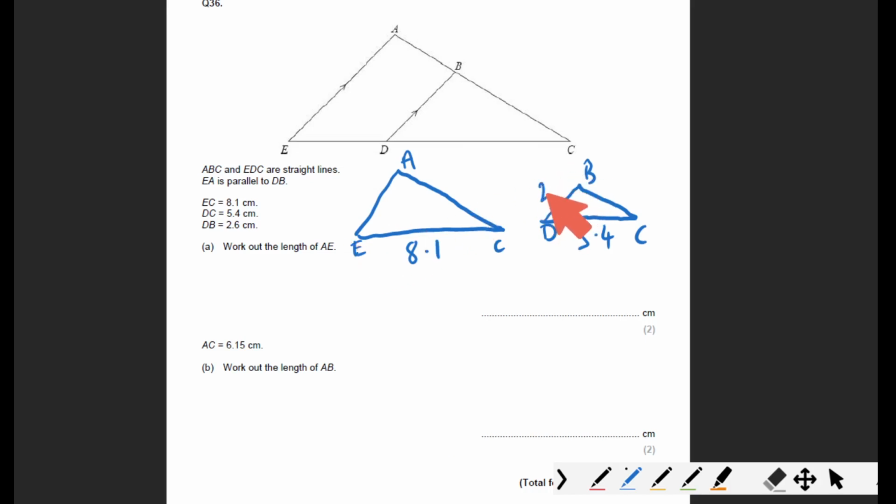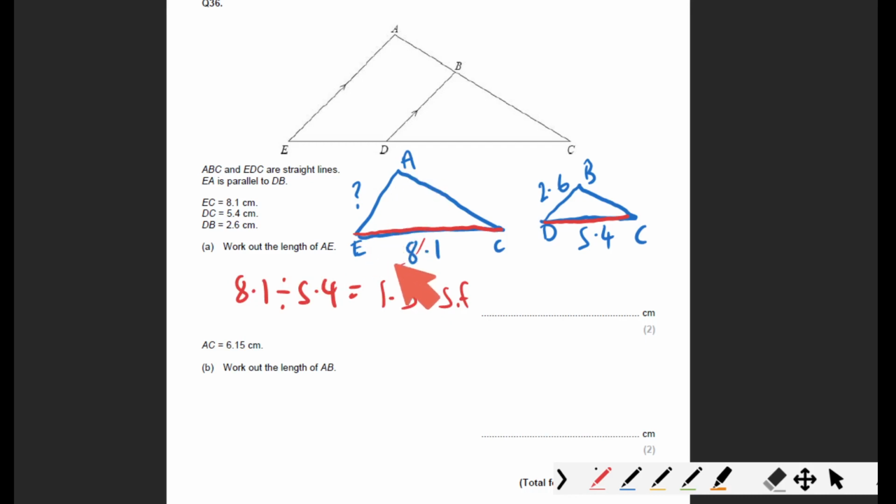DB is 2.6. What else? Well, that's all they've given me. Okay, work out the length of AE, this one here. Let's work out the scale factor first. Okay, like for like, linear scale factor. 8.1 divided by 5.4. I'm going to use a calculator for this. Right, it's got a scale factor 1.5. That's a scale factor 1.5. It's 1.5 times bigger.